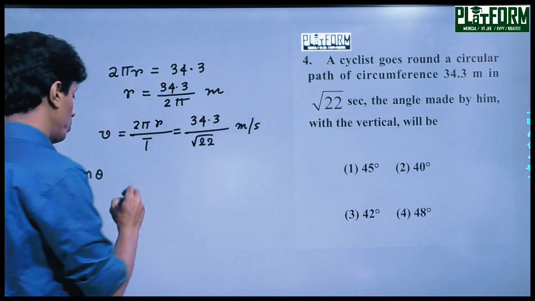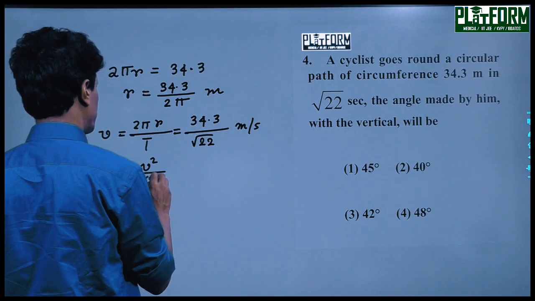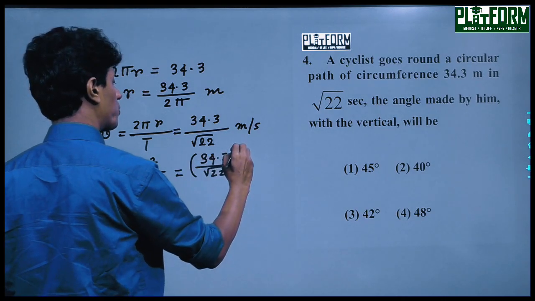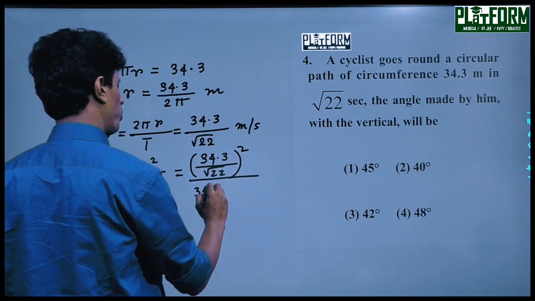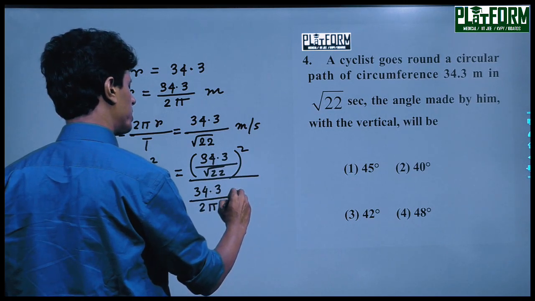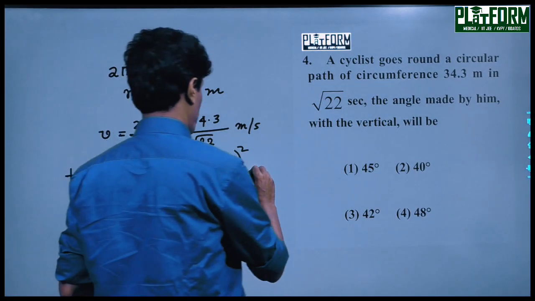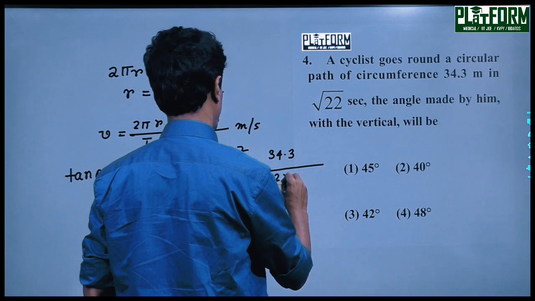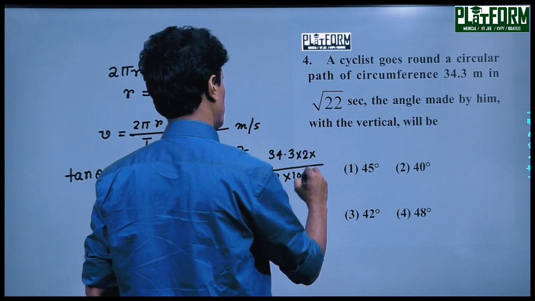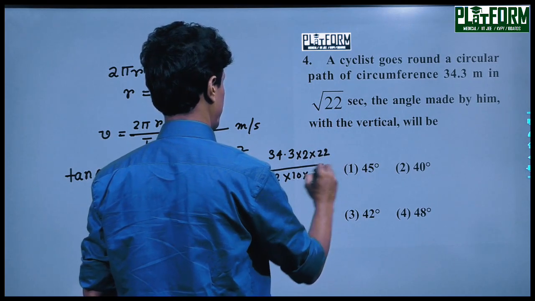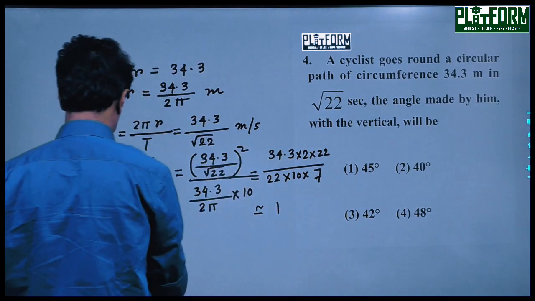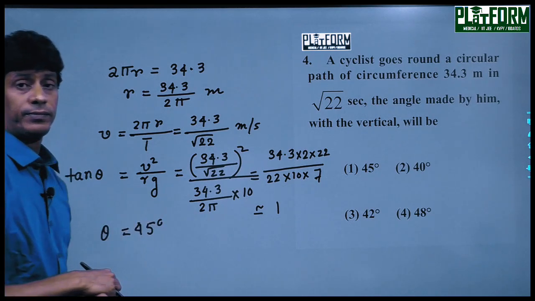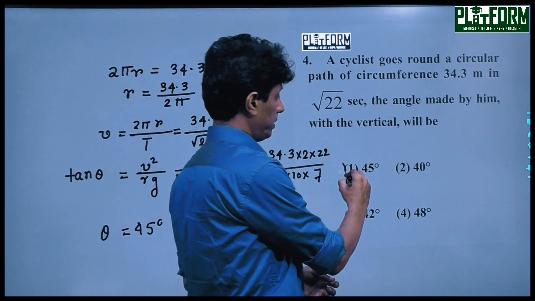Then you can say tan theta is equal to v square by rg, and v square is equal to 34.3 by root over 22 whole square. The value of r is equal to 34.3 by 2 pi, and the value of g is 10. After simple calculation, we can write 34.3 by 22 into 10, and this is 2 into 22 by 7, and this value is approximately 1. So the angle of leaning is 45 degree. The right option here is 1.